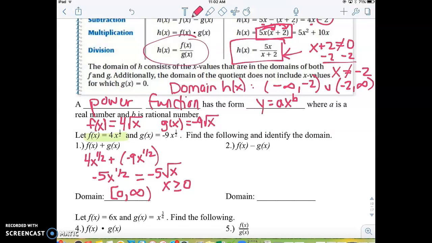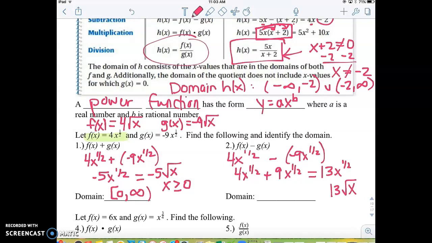Second one, number 2, f of x minus g of x. So same idea, only now we are going to subtract them. So you have 4x to the 1/2 minus negative 9x to the 1/2. Well, minus and minus turns into plus, so we're really doing 4x to the 1/2 plus 9x to the 1/2. And so, again, they're like terms since they're both x to the 1/2, so you add the coefficients, and you'll get 13x to the 1/2, or 13 times the square root of x.